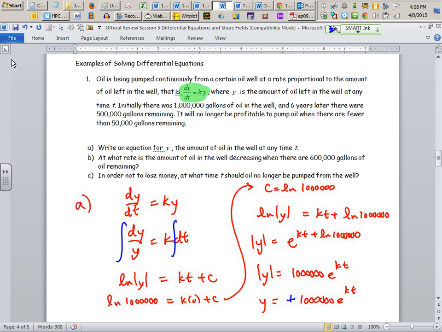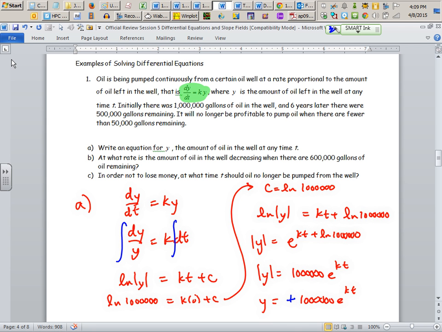Anything that's of the form d something dt equals k times that something is always that something times the initial something times e to the kt. So you could have just jumped straight to the answer. That thing is uninhibited growth. That's y equals y not e to the kt. What a waste of time.